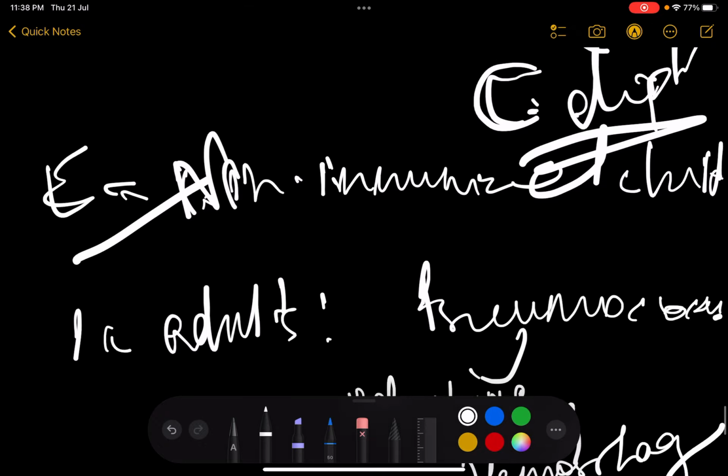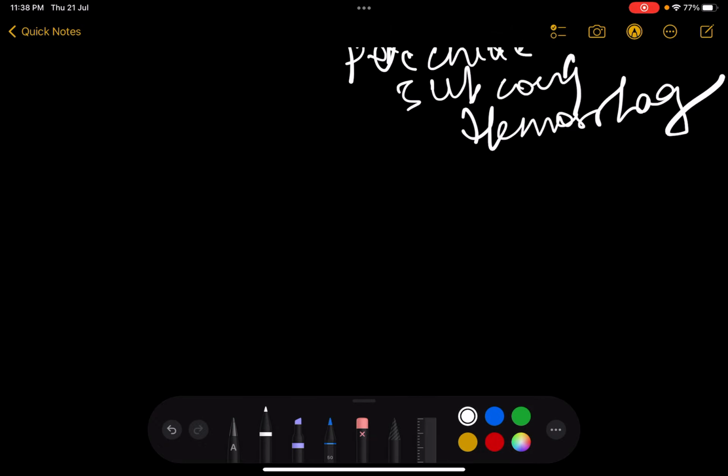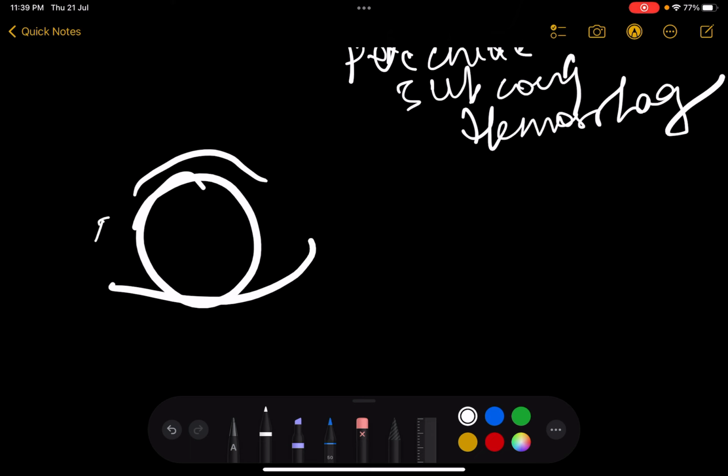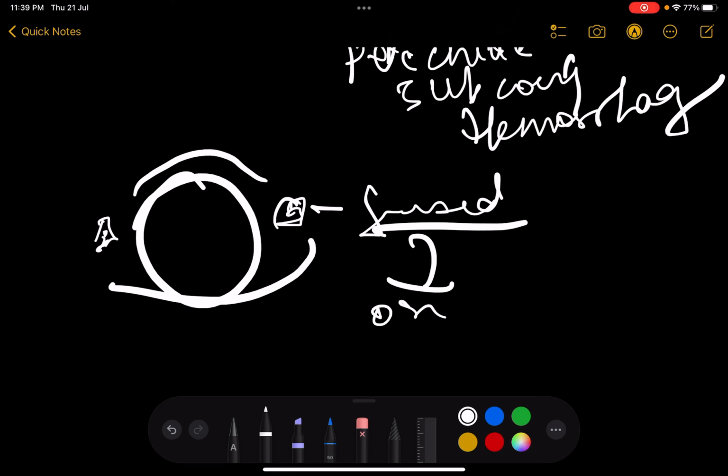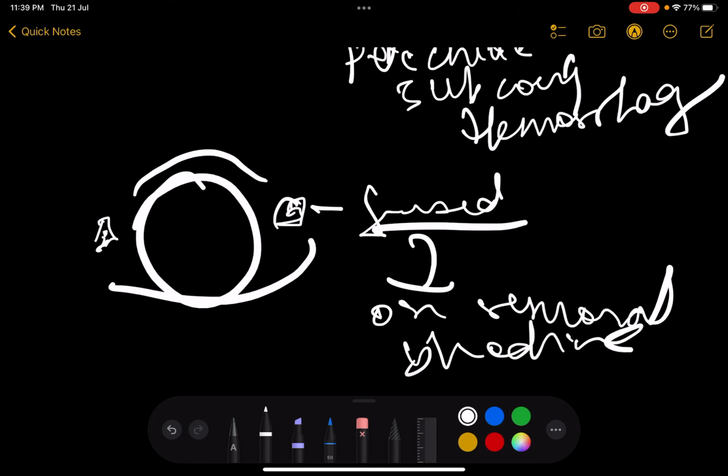What happens is that, let's say this is your eye and this is your conjunctiva, certain membranes are formed, and these membranes are fused. Because they are fused, on removal we see bleeding. That's about it. So that is another very important acute conjunctivitis that we have covered.